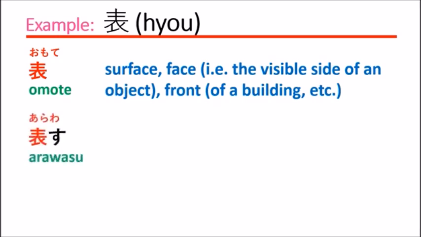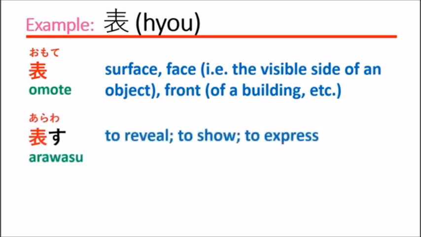Arawasu means to reveal, to show, to express. So when you want to show something, you should say arawashimasu, something.